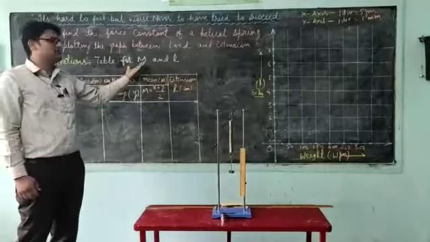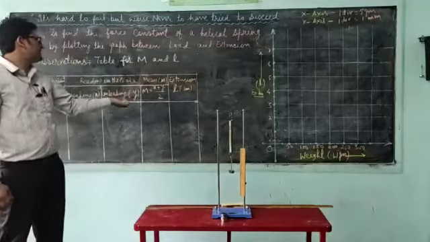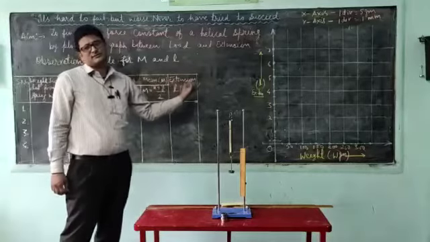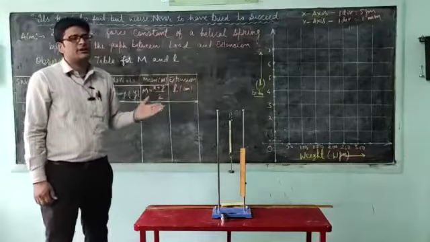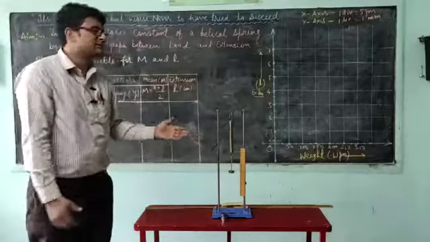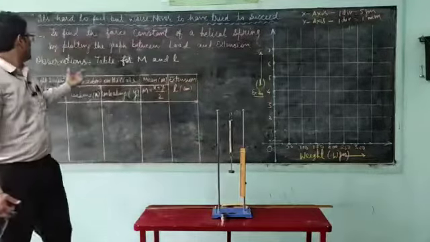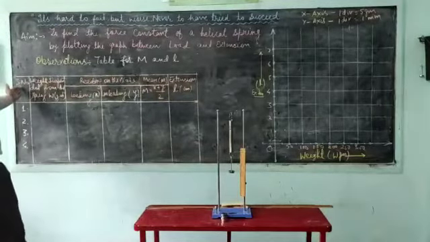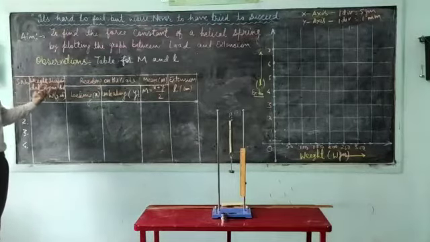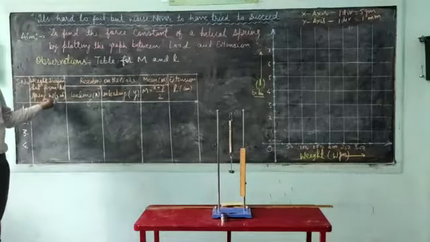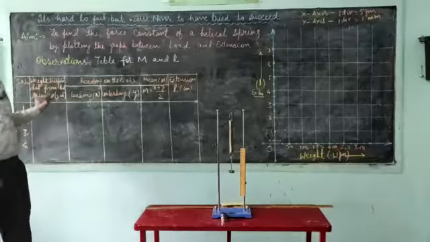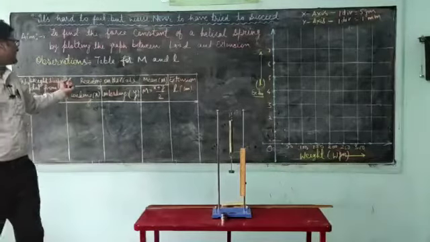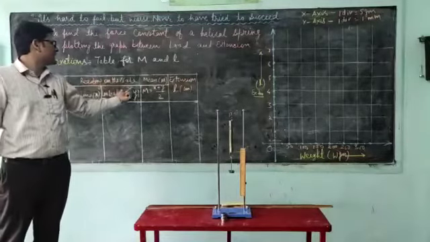This is the observation table for M and L. M is the mean of loading and unloading, and L is the extension. When we put the weight on the helical spring, we get the extension. So in this table, the first column is for the serial number, the second column is for the weight suspended from the spring, that is called weight. We have taken the weight as 50 gram, 100 gram, 150 gram, and so on. The next column is for the reading on the scale.